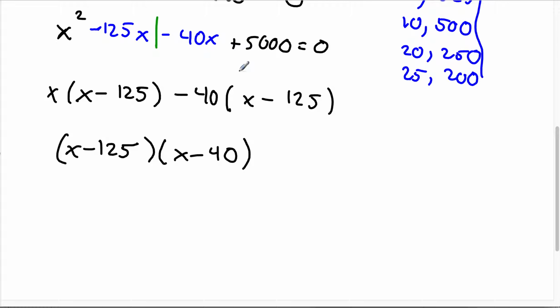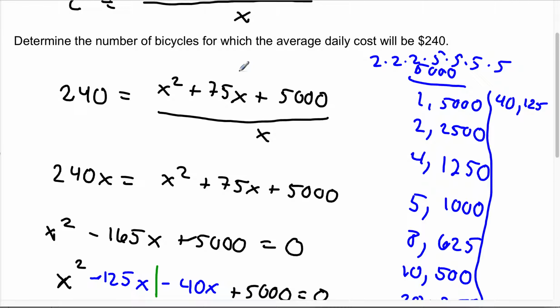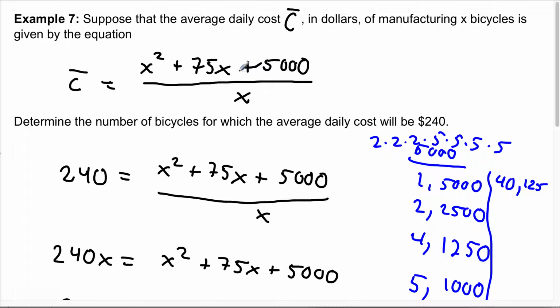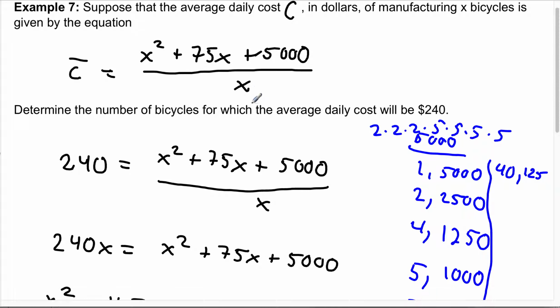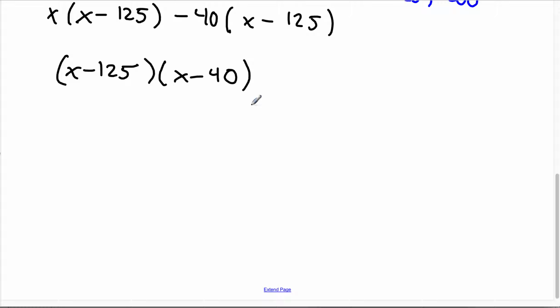Okay. Let's go back to our original. So how many bicycles should we produce? Either 40 or 125. Okay, so both of these are good. So either produce 40 or 125 bicycles.